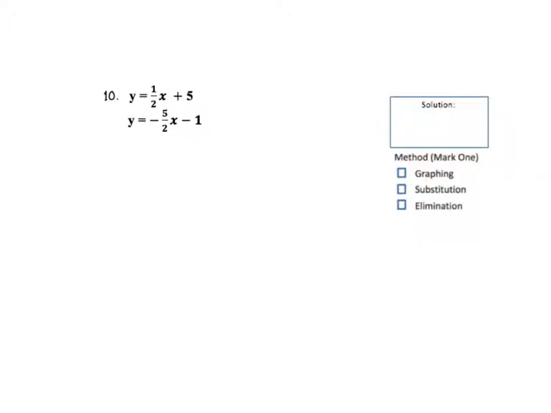For this problem, you could use the graphing method, but I don't have a graph right now on this page, so what I'm going to do is the substitution method. Now, when I do that, I can end up just setting these two equations equal to each other because I can substitute those y's for one another. So that leaves me with 1/2 x plus 5 equals -5 over 2x minus 1.